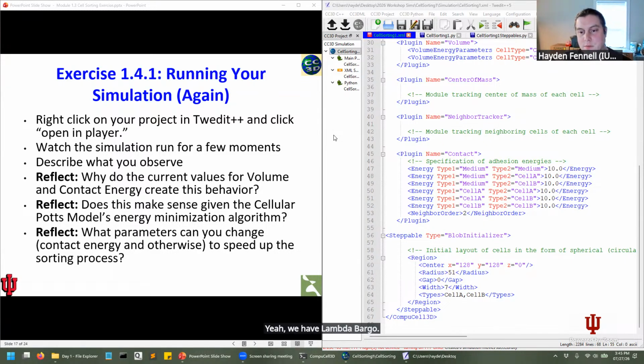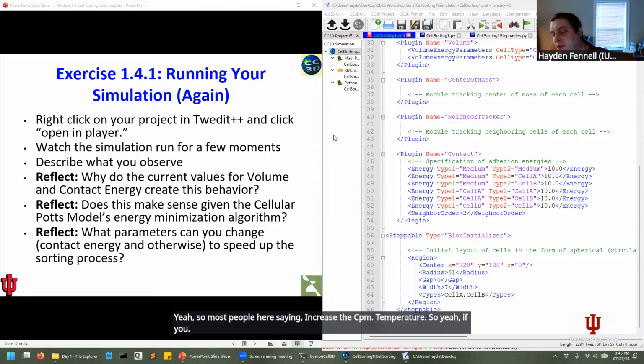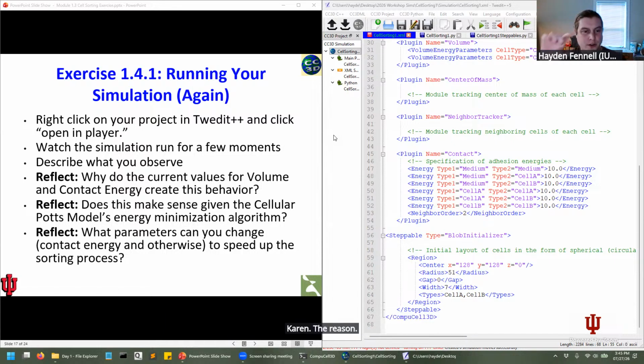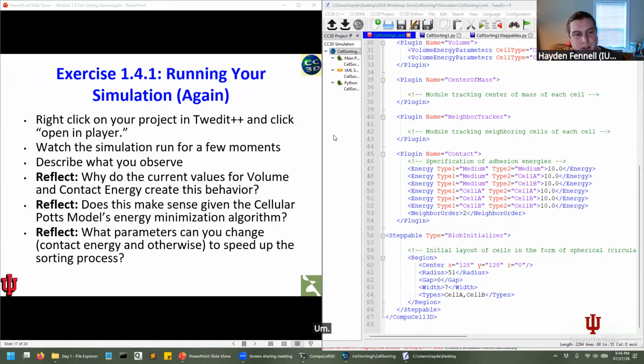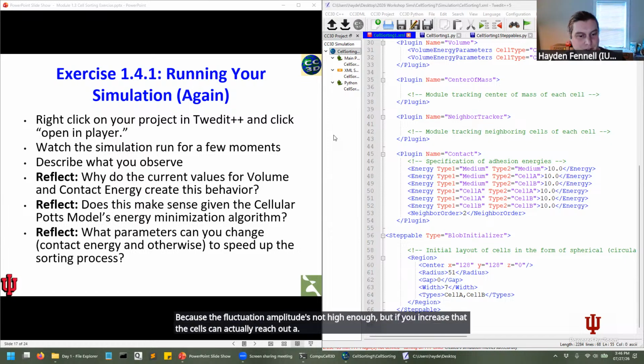Bargo, which lambda do you mean? Most people here are saying increase the CPM temperature. If you boost the CPM temperature, the fluctuations are larger. Karen, the reason I was harping on your simulation earlier, with the isolated island of blue with that one band of green, is that sometimes you can end up with permanently isolated bundles because the fluctuation amplitude is not high enough. But if you increase that, the cells can actually reach out a little bit further with each pixel copy attempt and eventually break through.